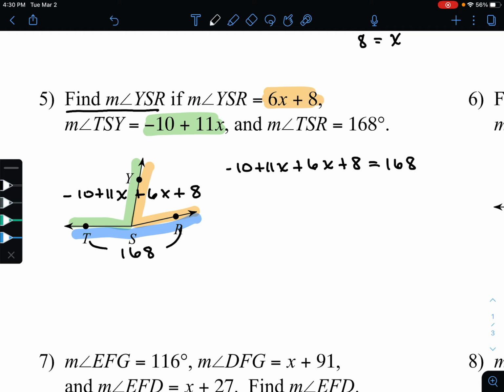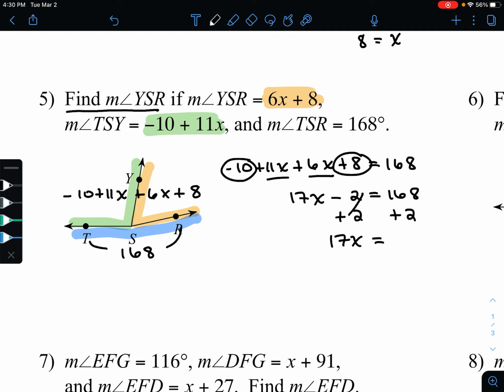Then we just go through our solving equation steps. I can see I have an 11x and a 6x, so that would make 17x. I have a negative 10 and a positive 8, so careful there. Negative 10 and positive 8 would be a negative 2 equals 168. And we just keep going. We add the 2 on both sides. 17x equals 170. And then divide by 17, and we should get x equals 10, which is awesome.